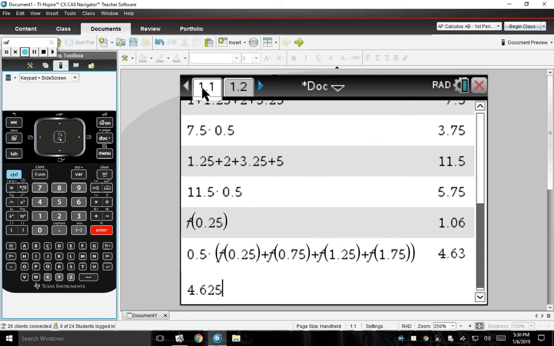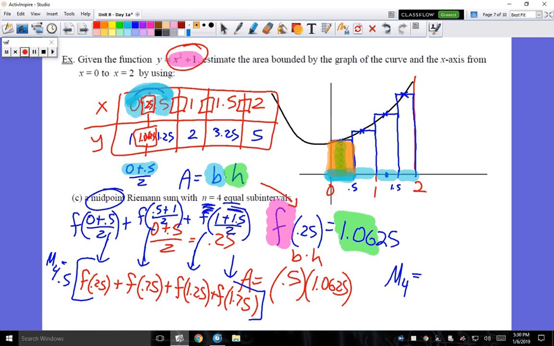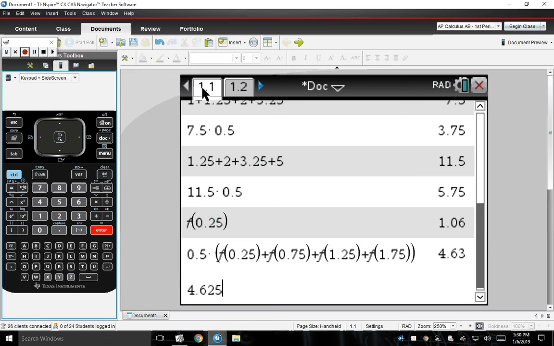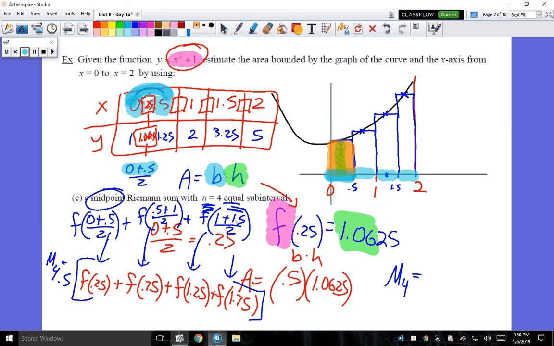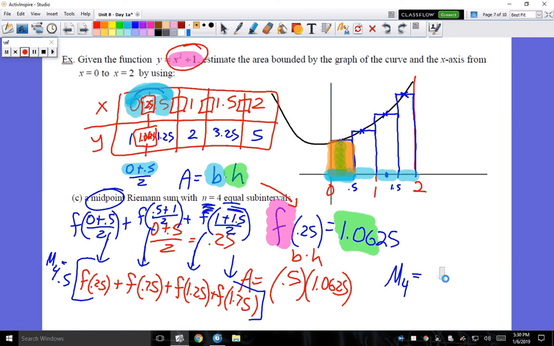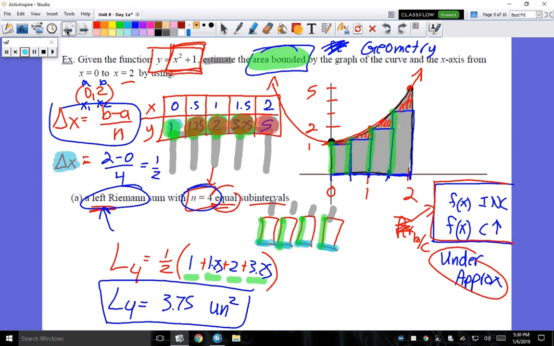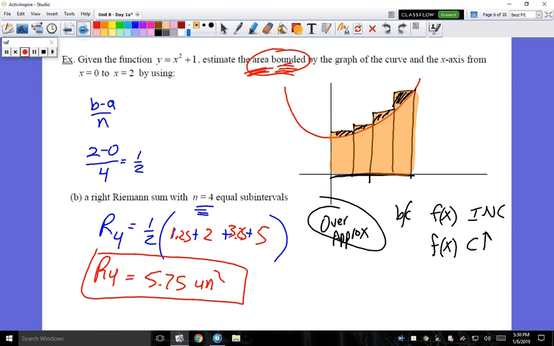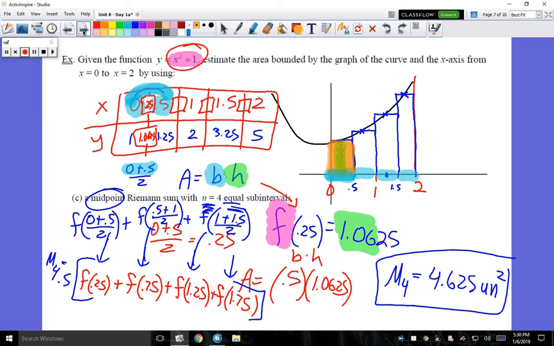Let's see what we can round this to: 4.625. Remember, round to 3 decimal places, not throughout the problem, but at the very end. Throughout the problem, remember, it's 6 decimal places. So 4.625 units squared, because again, this is still area bounded. Let's go back. 3.75 was an under approximation, 5.75 was an over approximation, somewhere in the middle, 4.625 is a better approximation.